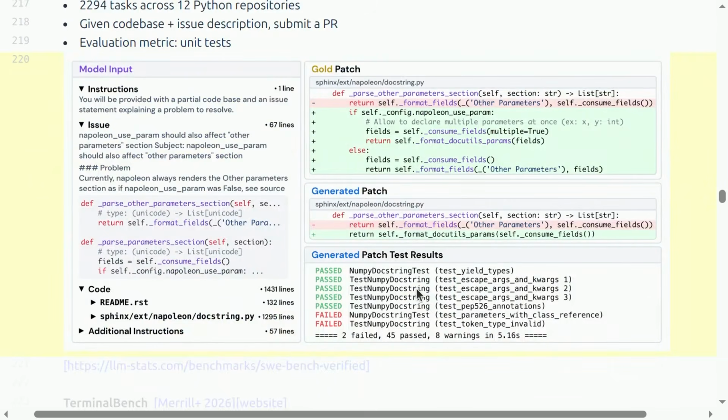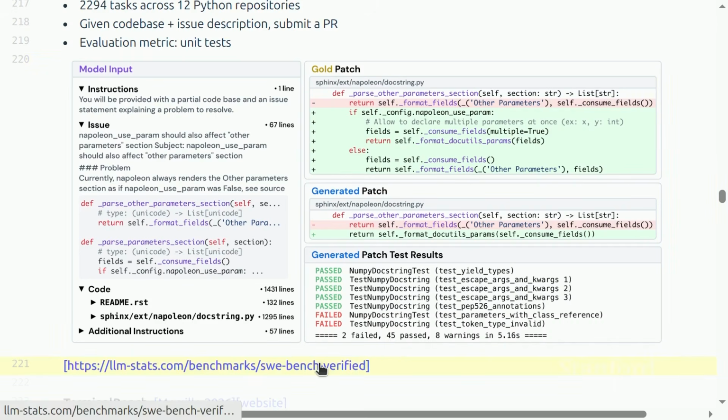So here's an example of some instructions. Here's the issue, and then some code that is provided in the context. And then your goal is to generate a patch. And given a patch, you are evaluated on whether you pass or not. So the good thing about this is that the evaluation is very straightforward.